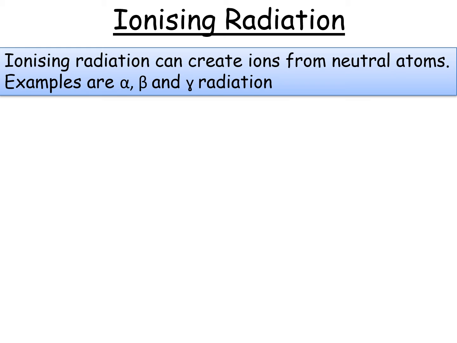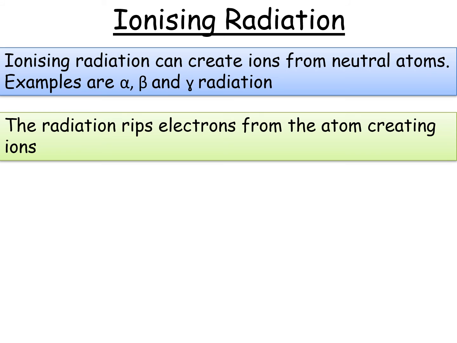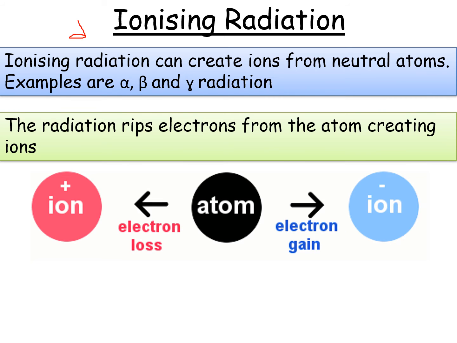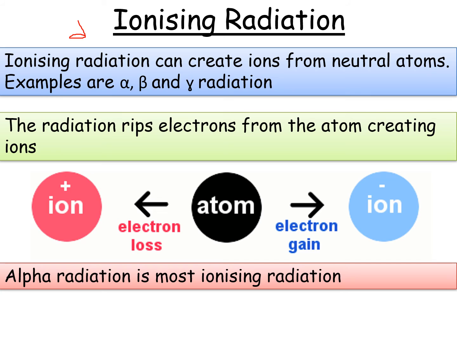Okay, now, ionizing radiation are radiations which actually create ions from neutral atoms. So examples of ionizing radiations are alpha, beta, and gamma. And so literally what the radiation is doing is it's ripping the atoms apart. And because they're able to rip the atoms apart, that's how they damage biological cells. Okay, so again, if you note this down, these are just all information to remember. The radiation rips electrons from the atom, creating ions, and you can usually get negative or positive ions, but generally if you're ripping electrons off, you'll be creating positive ions.